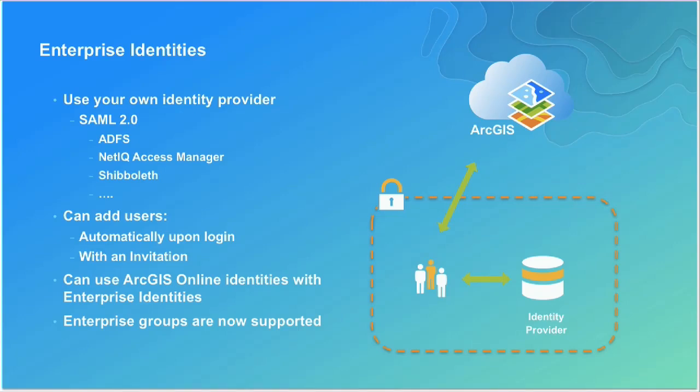You can mix and match. You can have ArcGIS Online identities and enterprise identities, for instance. So you might have contractors using ArcGIS Online identities, whereas employees use enterprise identities.